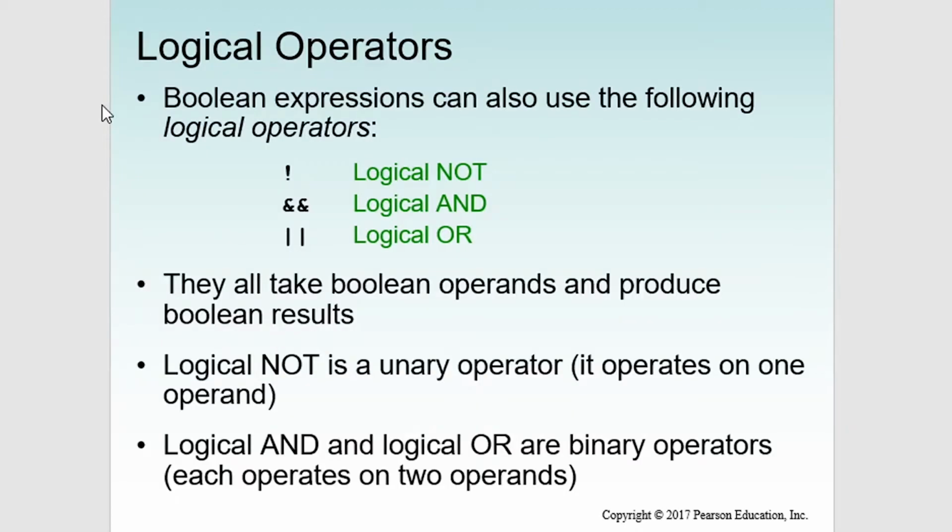Logical operators. Boolean expressions can also use the following logical operators: the logical not, the logical and, and the logical or. They all take Boolean operands and produce Boolean results. The logical not is a unary operator. It operates on one operand. The logical and and the logical or are binary operators. Each operates on 2 operands.